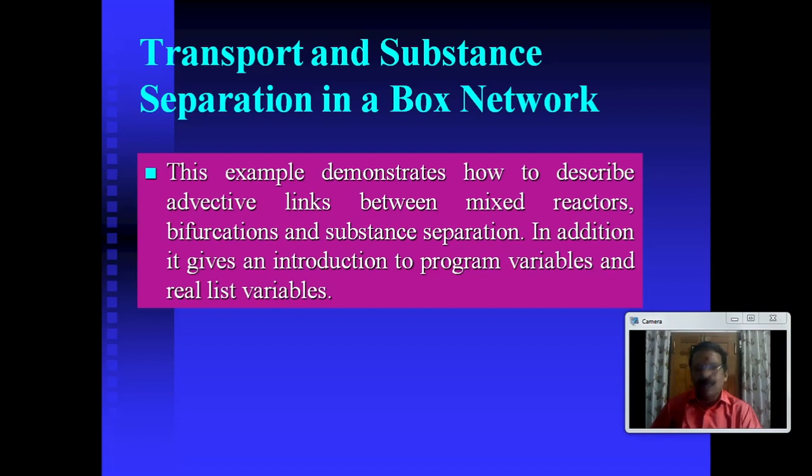This example demonstrates how to describe additive links between mixed reactors, bifurcations and substance separation. In addition, it gives an introduction to program variables and realist variables. When the mathematical models are applied in environmental systems, in a mathematical relationship, constants and parameters are there. Of course, the time will be a program variable for each and every process.